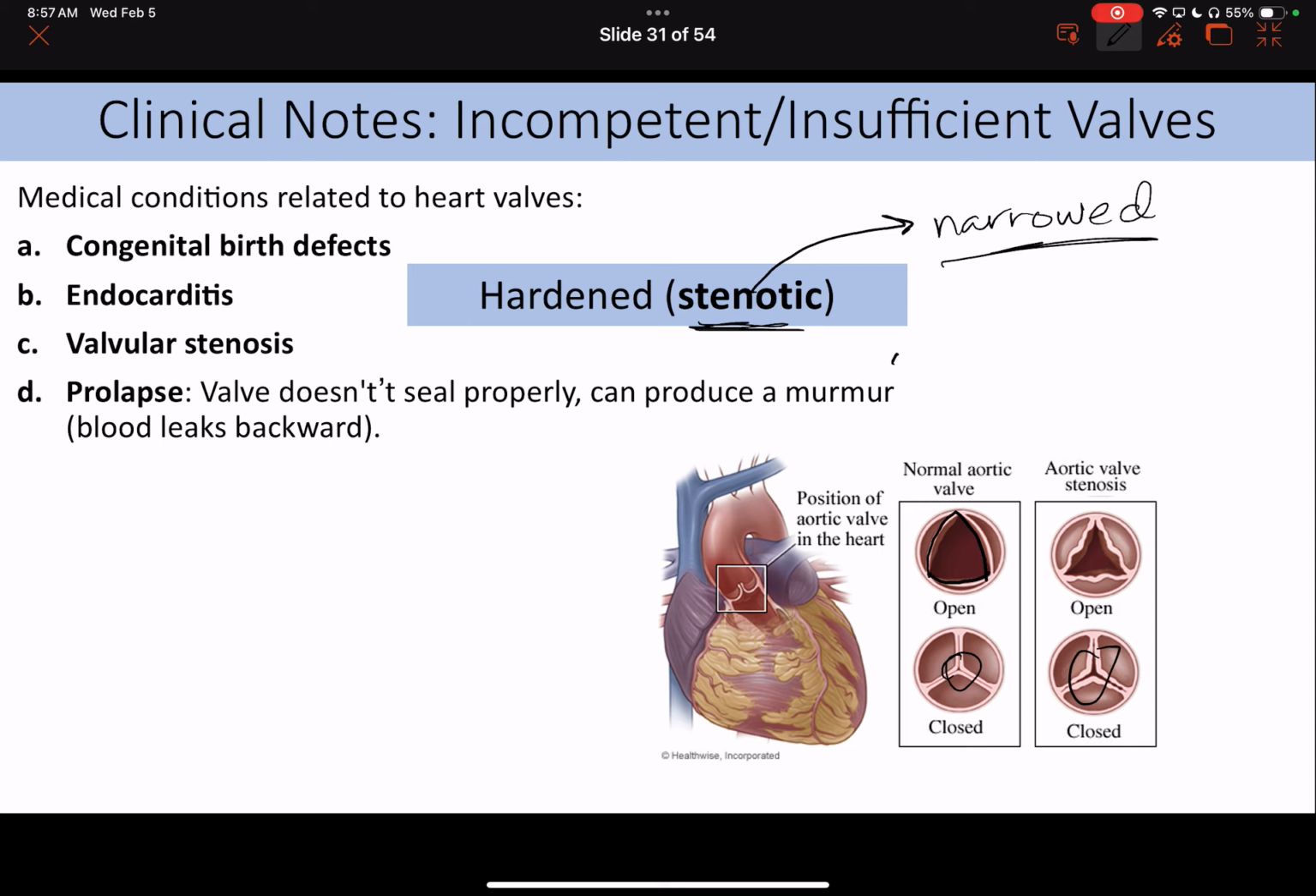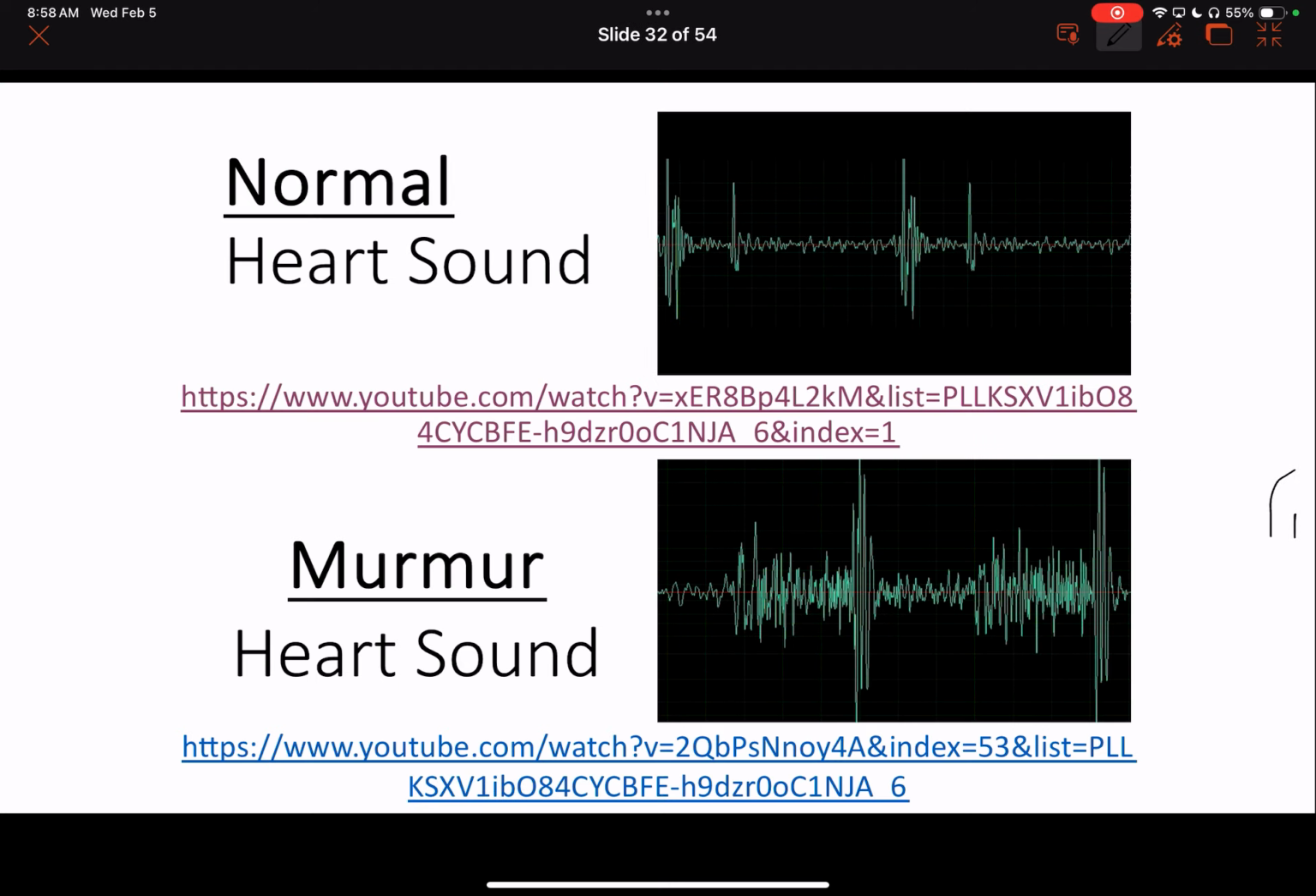Don't ask me which valve it is on the video because I'm not professionally trained to hear for that. I just know the mechanism for it. So I'm going to show you a normal heart sound, and then I'm going to show you a murmur where you'll be able to hear that whooshing sound in between.